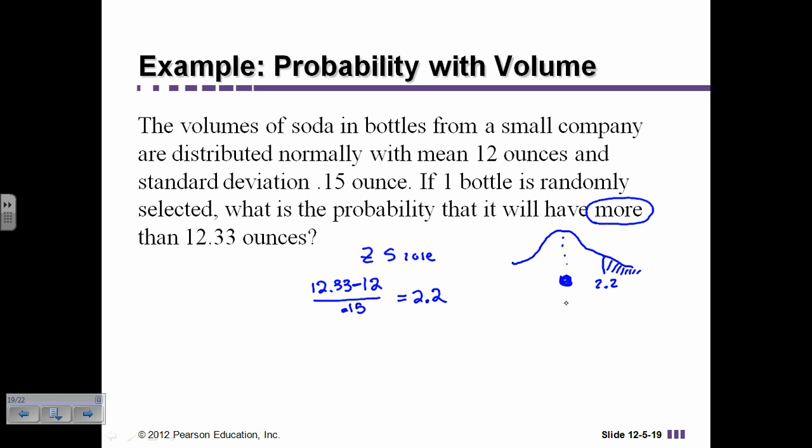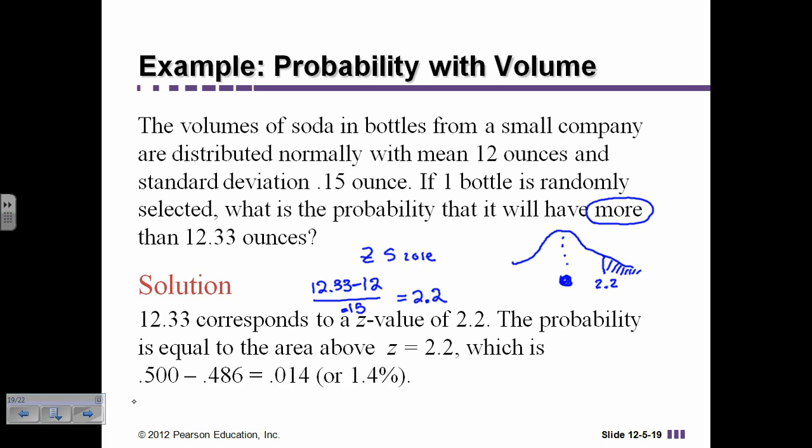So when we look in the chart for 2.2, we're going to find a value of 0.486. And then again, we're going to subtract that from 0.50 to figure out the probability that it's going to be greater than 12.33 ounces is 1.4%. So it's a very small probability that that's going to happen.